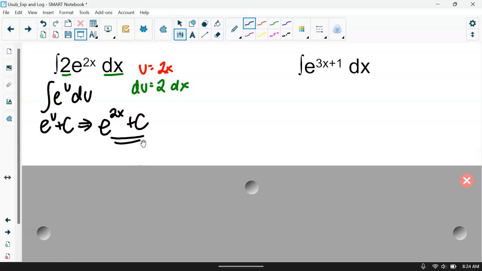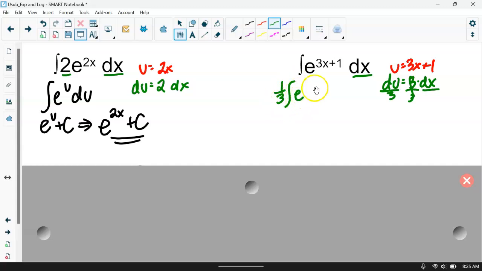So then here, is this our u substitution? Absolutely. What is u in this case? 3x plus 1. Then again, we find the derivative, which is 3 dx. Do we have 3 dx? Nope. So we need to solve for dx. If it's being multiplied by 3, then divide by 3. So notice dx is 1/3 times du. So 1/3 times, then substitute, so e to the u du.